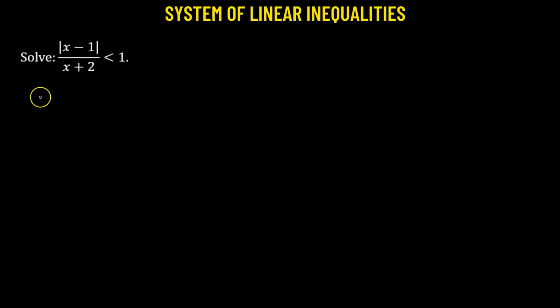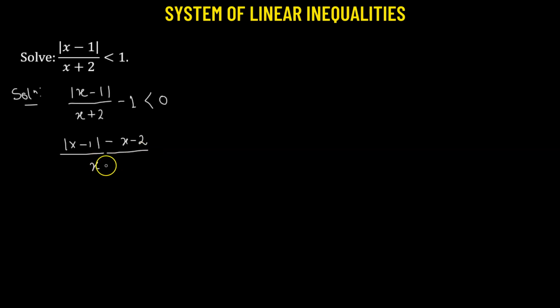Let's solve the given linear inequality. We'll begin by rewriting our given expression as absolute value of x minus 1 divided by x plus 2. So we'll transpose 1 to the left hand side. So we have negative 1, so this is less than 0. Combining the two terms on the left hand side gives us absolute value of x minus 1 minus x minus 2, whole divided by x plus 2, less than 0.